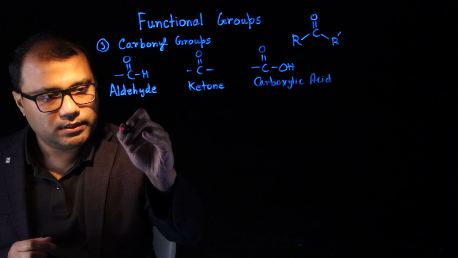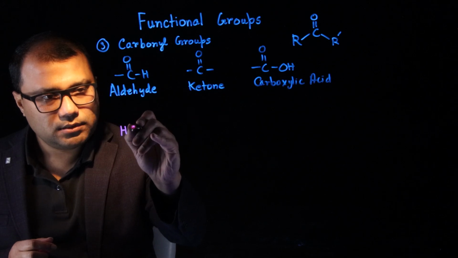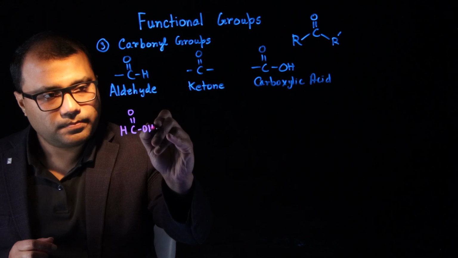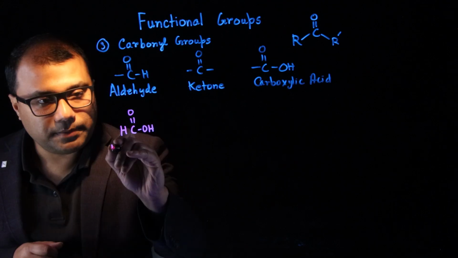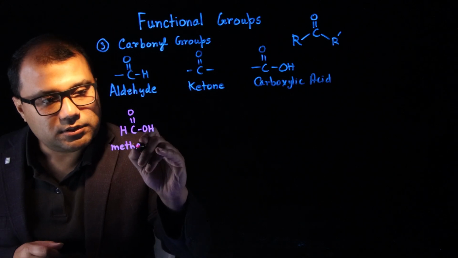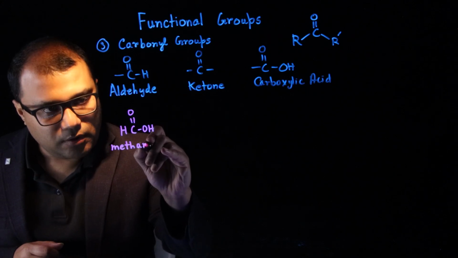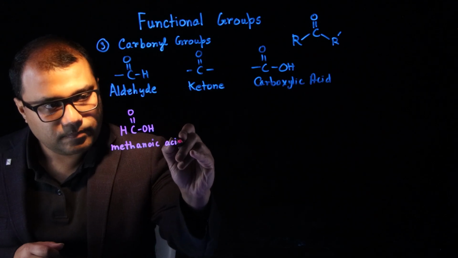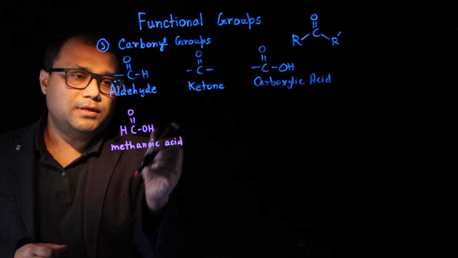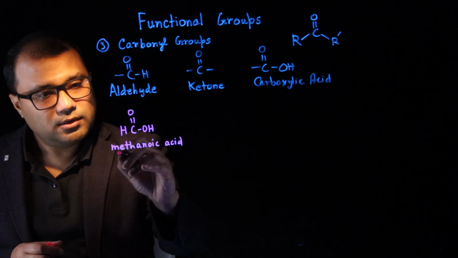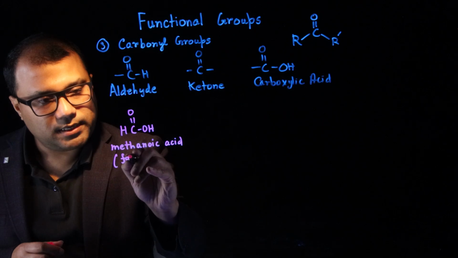Okay, now we will take some examples for carboxylic acids. Let's start with simple ones. HCOOH. So the name starts with meth. This is methane, methanoic acid. Okay, remember that the E is omitted here, methanoic acid. The common name for this is formic acid.